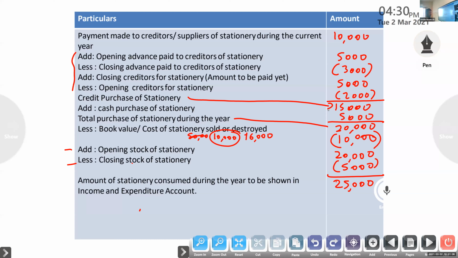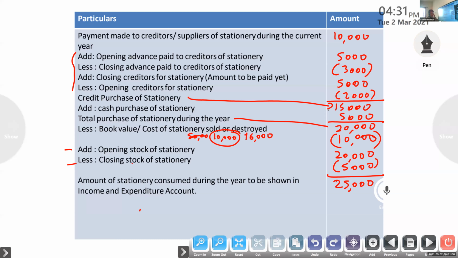Amount paid to creditors of stationery, add opening advance paid to creditor, less closing advance paid to creditor, add closing creditors for stationery, less opening creditors for stationery. Then you will get credit purchase of stationery. With that you have to add cash purchase, you will get total purchase of stationery. Then less book value of stationery sold or destroyed.